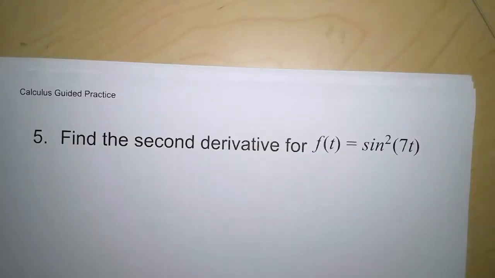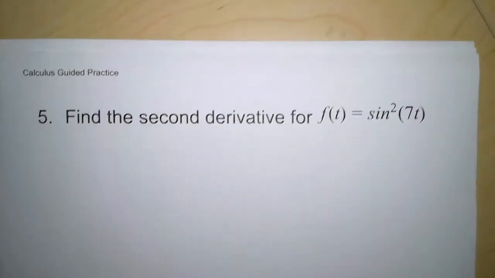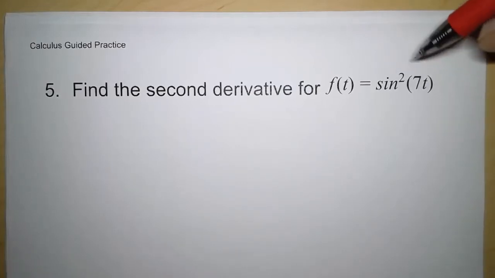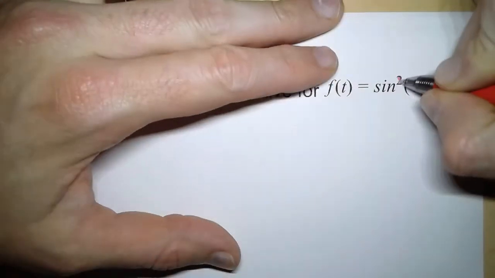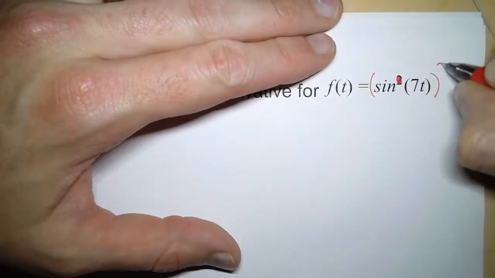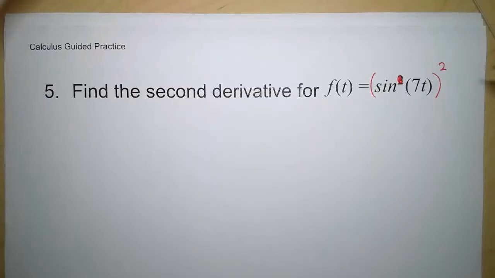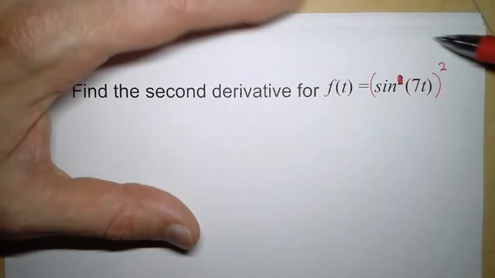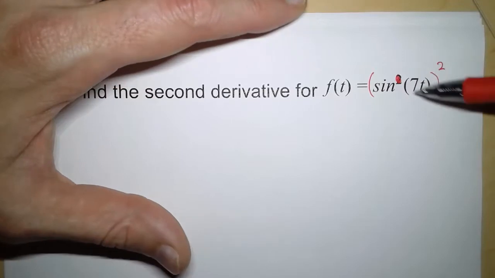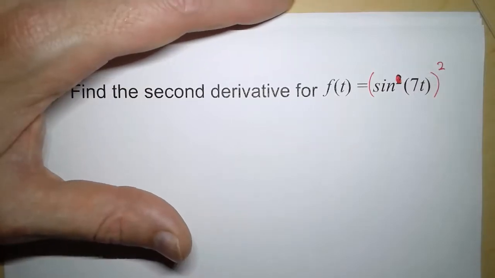That one asks us to find the second derivative for sine squared of 7t. Now what we have here is three functions. What I'll do is get rid of the 2 here and write it like this. So we're squaring the entire quantity. This is the outermost function. Then inside of that we have sine, and then inside of that we have 7 being multiplied onto t.